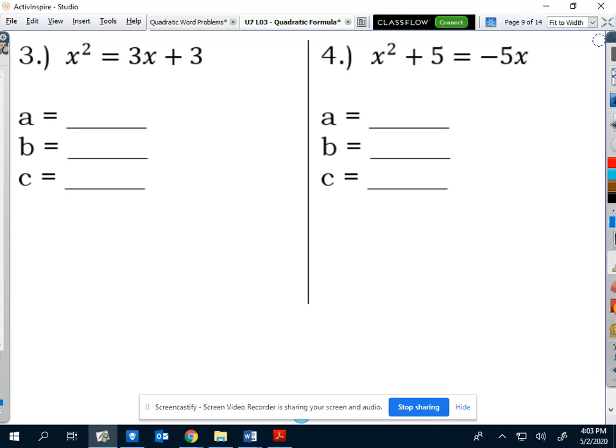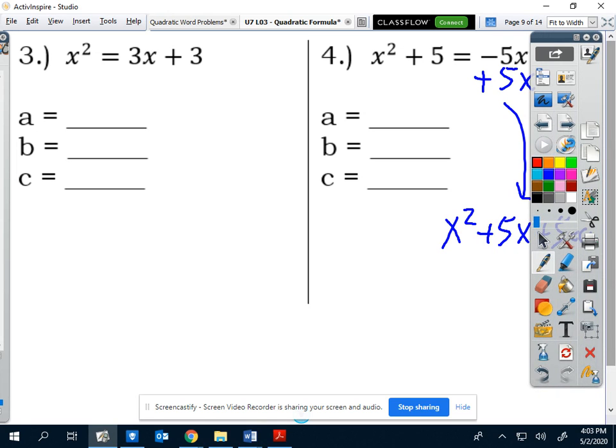So for example, if you look at number 4, this isn't equal to 0 because the 5 needs to move over, right? 5x. So our new equation is x squared plus 5x plus 5. Now it equals 0. So my a is 1, my b is 5, and so is my c. Same thing goes here. I could subtract the 3x and the 3 over. So my equation would be x squared minus 3x minus 3. So a is 1, b is -3, c is -3.